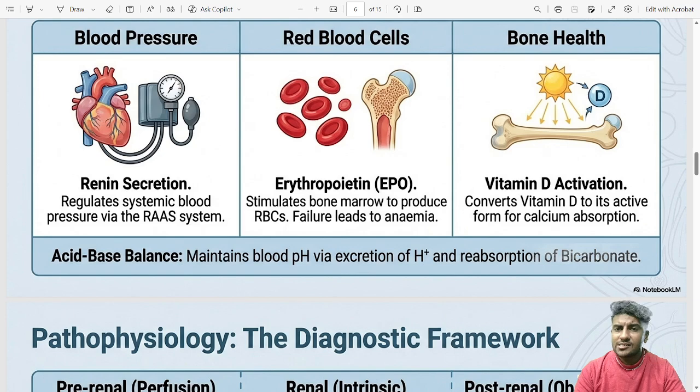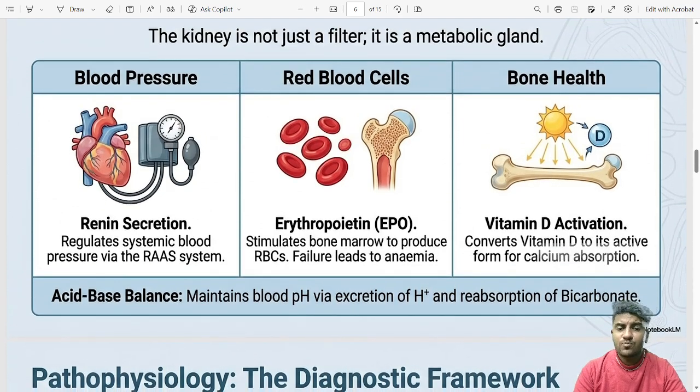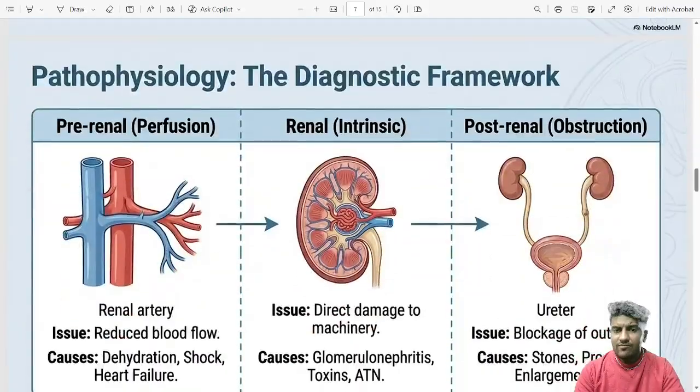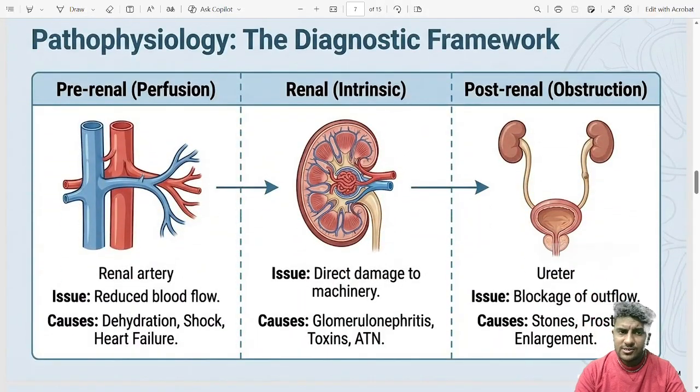The third is the RAS system, renin angiotensin aldosterone system. And also kidneys are responsible for homeostasis. There are different homeostasis like water and electrolyte, but kidneys are responsible for the acid base homeostasis, right, via excretion of hydrogen and reabsorption of bicarbonate ions.